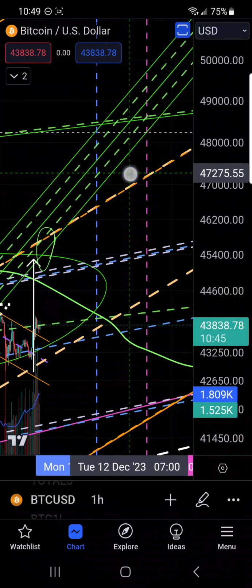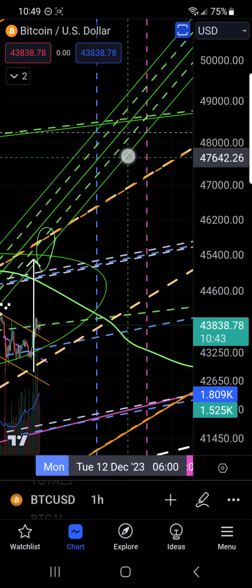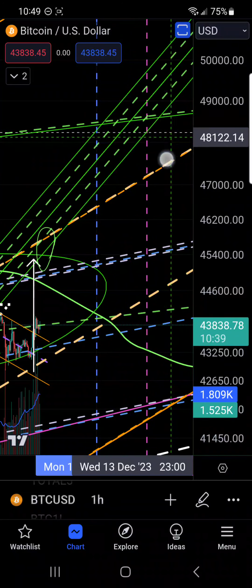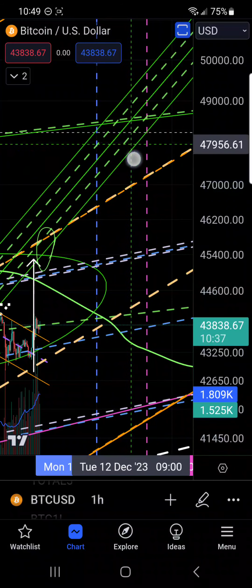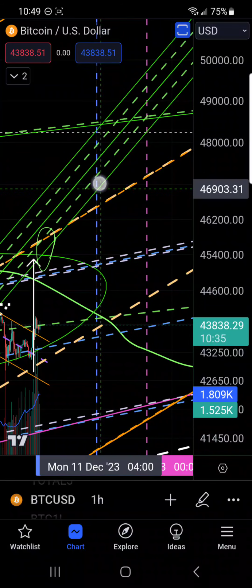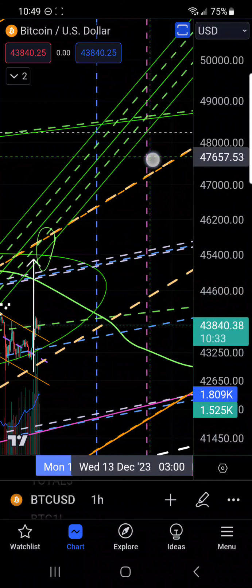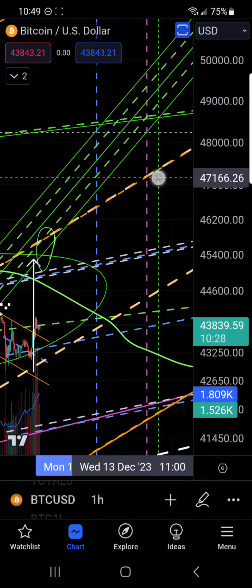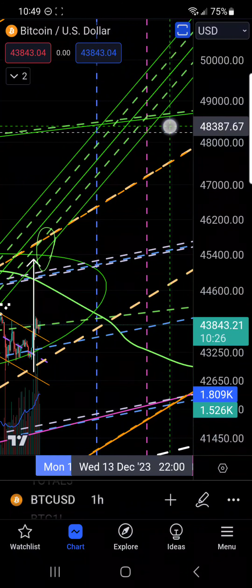We always tend to fall into FOMC meetings for some reason. We'll see what happens around this area. I imagine we'll be around this area. I don't know exactly what we're going to do. Depends on these CPI numbers probably and what happens in the FOMC meeting. A little choppiness here, but should be around 48 and possibly even a little higher next week.